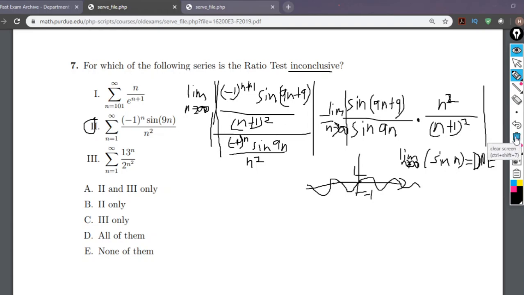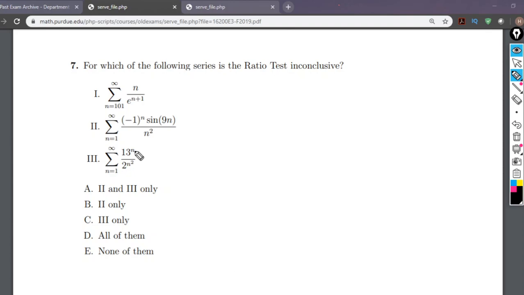And then we'll move on to number 3 here. So for number 3, same thing, set up the limit of n approaching infinity of the absolute value of the n plus 1 term, so 13 to the n plus 1 power over 2 to the n plus 1 squared power, over the original 13 to the n divided by 2 to the n squared power.